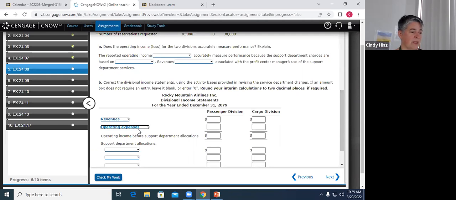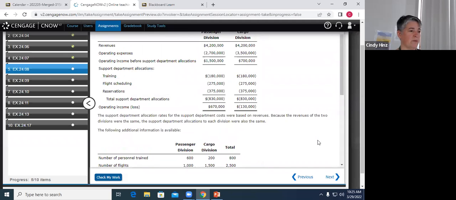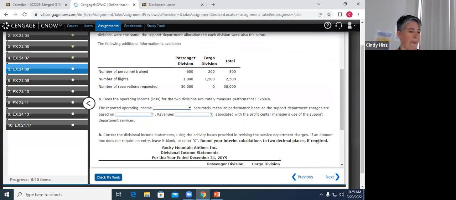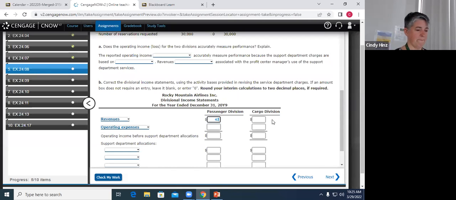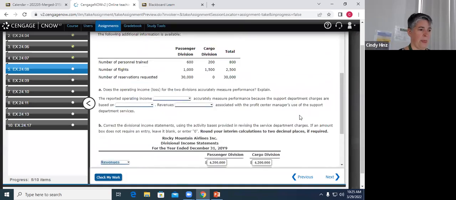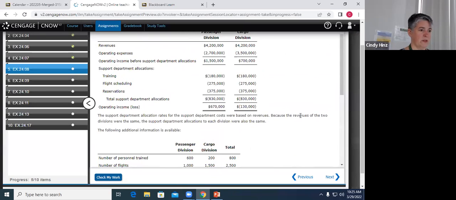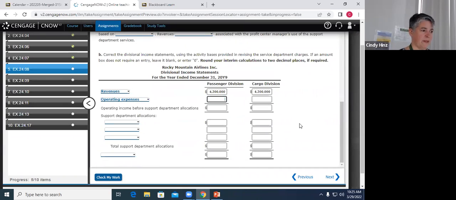But go ahead and complete the first 3 lines here, just pulling in those data from the original report here at the top. It doesn't tell us whether we need to use negatives, so I'll leave that to your discretion.